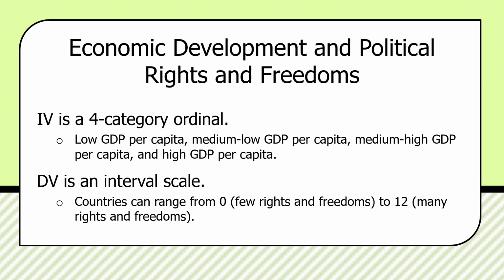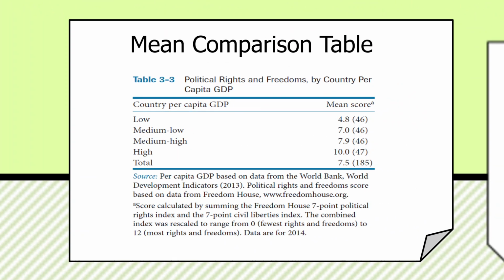Here's the test. Political rights and freedoms by country per capita GDP. In mean comparisons, the values of the independent define the rows. So you would see these are all the low GDP countries. There are 46 of them. By convention, in parentheses, we put the number of cases in each value of the independent.